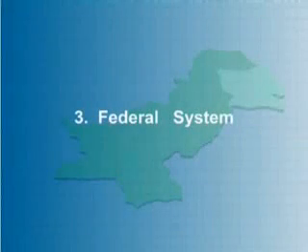The third feature of the 56th Constitution was the federal structure. The 1956 Constitution established a federation in Pakistan, and this federation at that time comprised two provinces, the province of West Pakistan and the province of East Pakistan, plus other areas which were under the direct control of the federal government.